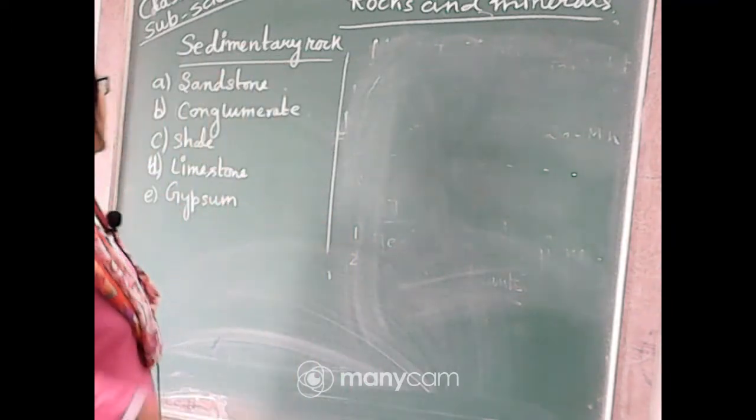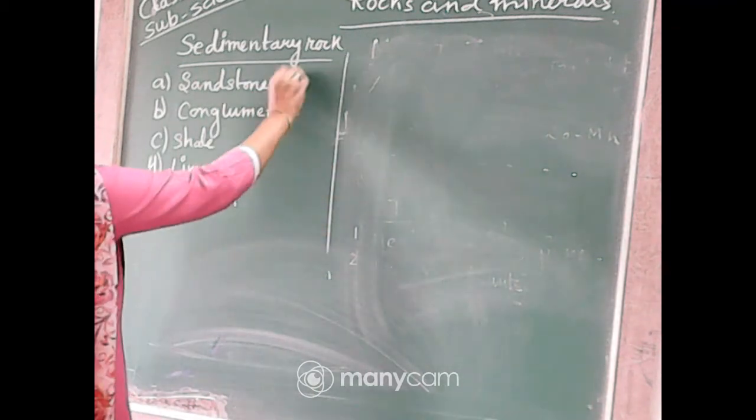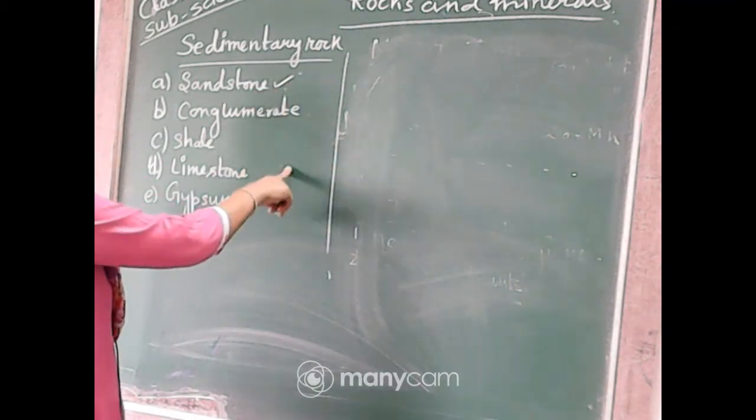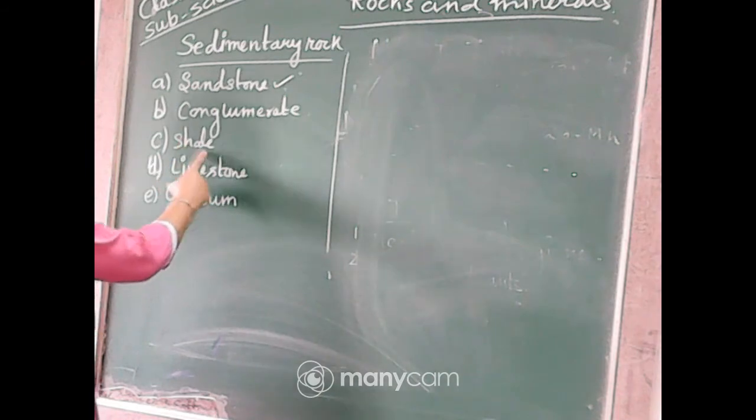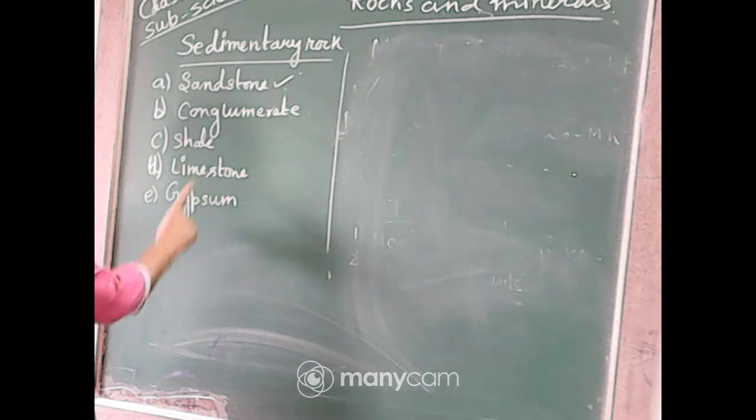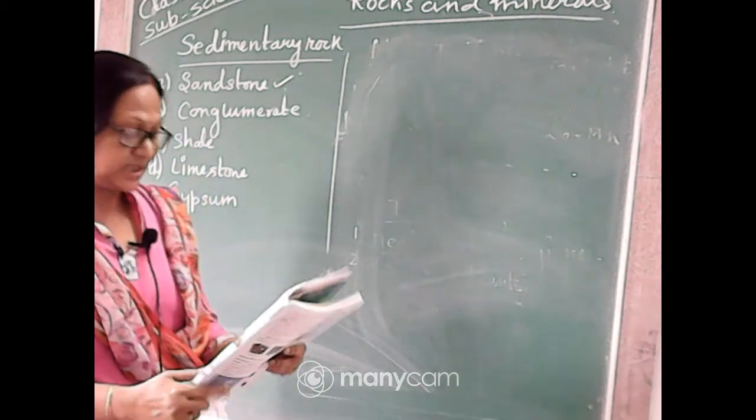So there are 5 types of sedimentary rock. First one is sandstone, second one is conglomerate, third one is shale, D is limestone, and E is gypsum. So first one is sandstone.